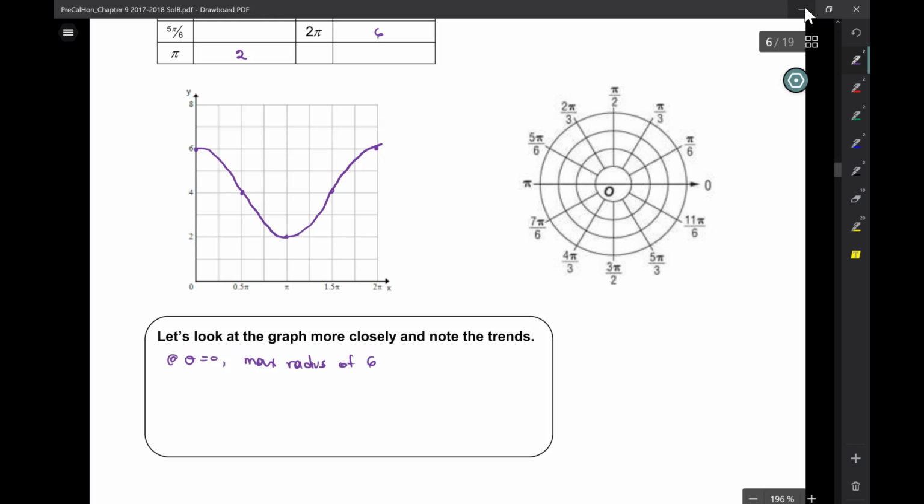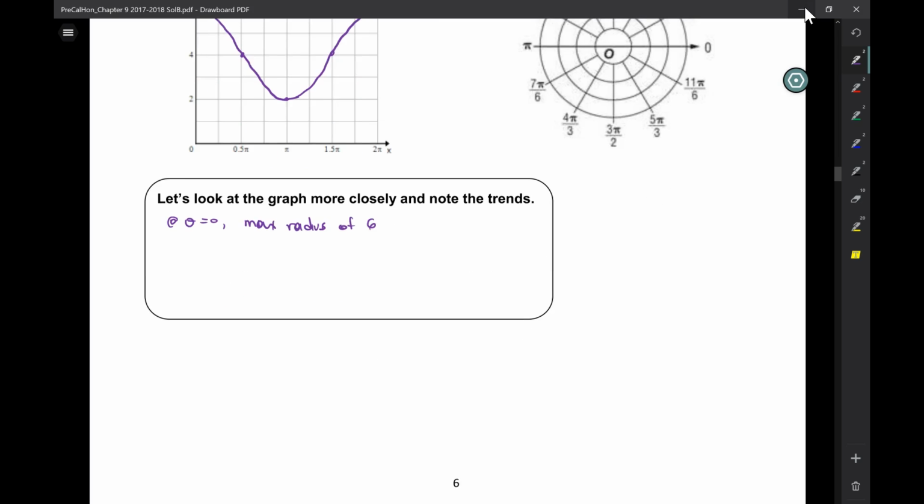And then what happens to the radius? Does it get bigger or smaller? Smaller, smaller, until what minimum value? 2. This time it does not go to 0. The radius this time does not go to 0. So as theta approaches pi, r approaches 2. That's the minimum value. Not 0 this time.